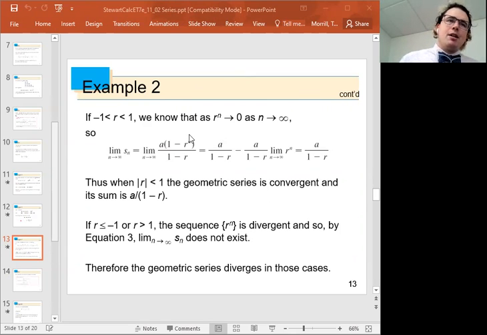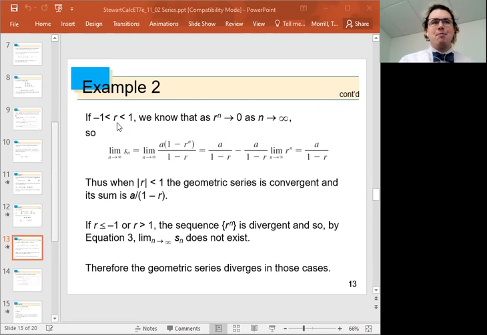So notice the only time that n shows up in the formula for the partial sum is on that exponent of r. So when I take a limit as n goes to infinity, my a is going to stay the same, my 1 is going to stay the same, my r is going to stay the same, but this r to the power n will do different things depending on whether r is large or small.